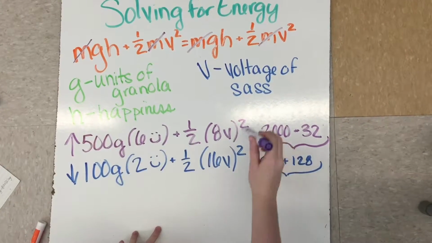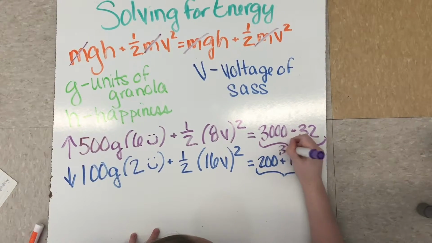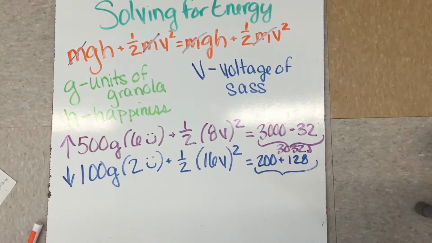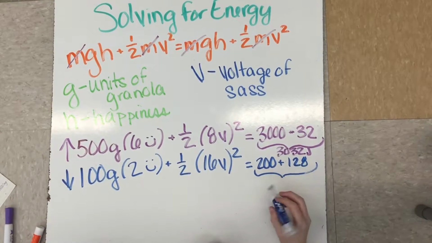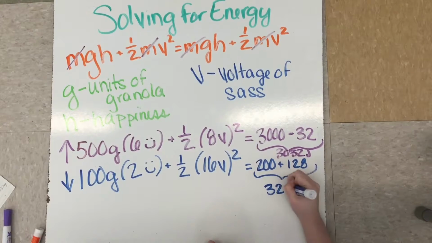This gives us 3,000 plus 32 for a high voltage, giving us a total of 3,032 Doxmans. And for the low level, 200 plus 128, giving us 328 Doxmans.